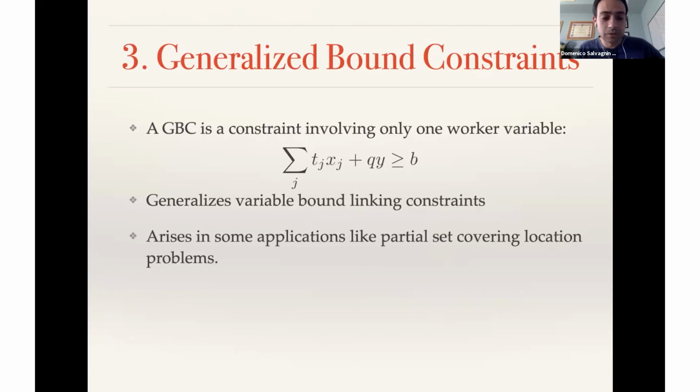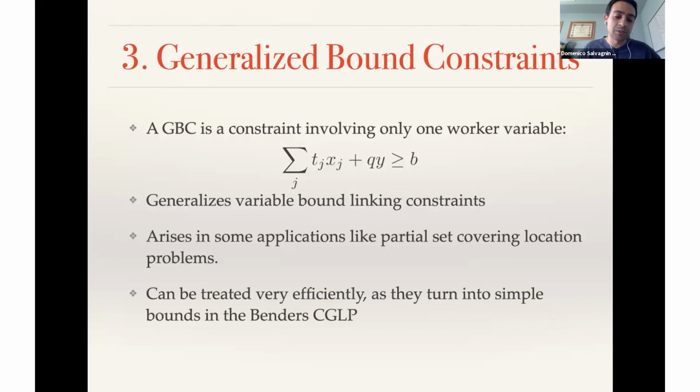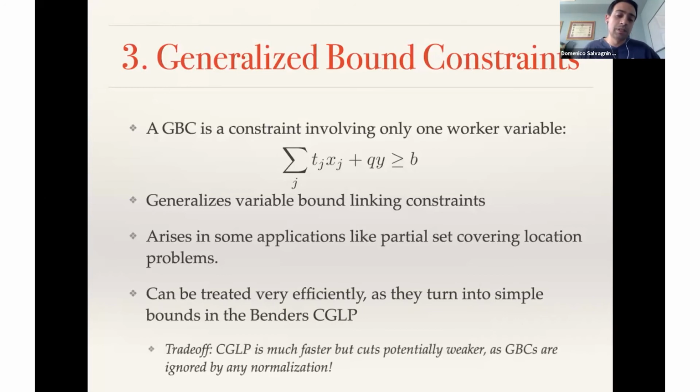And of course, you can easily see that those constraints also turn into simple bounds once all master variables are fixed. And this is exactly what we do, because they can have a great effect in speeding up the Benders cut generating LP. A word of caution though, there is again a trade-off to be made. The cut generating LP gets much faster, but the cuts are potentially weaker because those constraints are turned into simple bounds and they are ignored by any normalization condition. So again, there is a trade-off to be made even in this case.